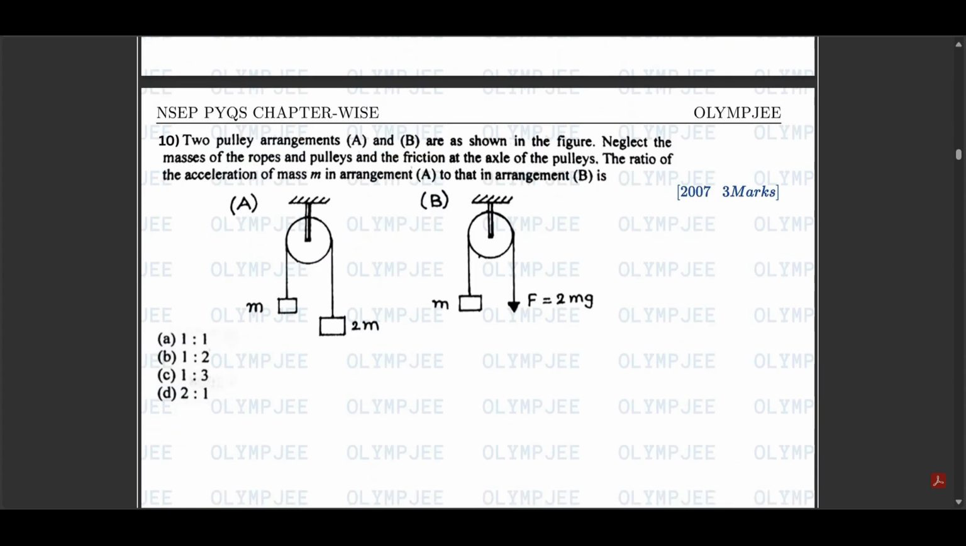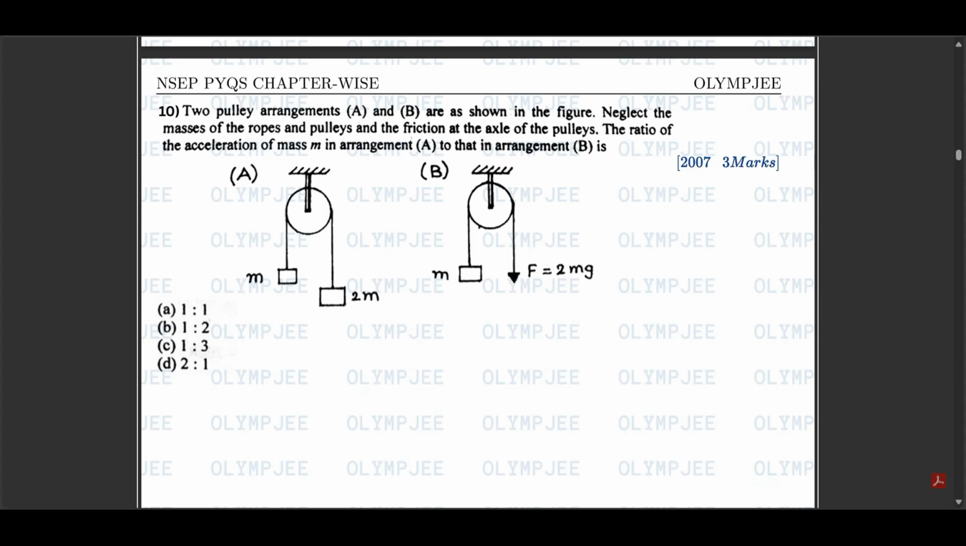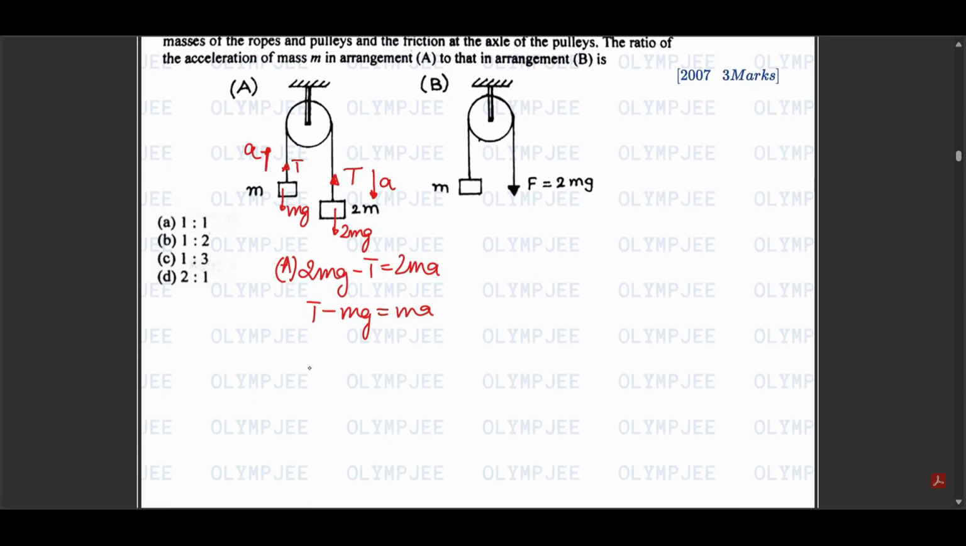Okay, so moving on to question 10, it says that two pulley arrangements A and B are as shown in the figure. Neglect the masses of the ropes and pulleys and the friction at the axle of the pulleys. The ratio of the acceleration of mass m in the arrangement A to that in the arrangement B is. Okay, so in option A, it will be something like this, that 2 mg is acting here, T is acting here, T here, and here mg, and acceleration in this direction. So 2 mg minus T is equal to 2 ma, and T minus mg is equal to ma. So mg is equal to 3 ma, and acceleration is equal to g by 3.